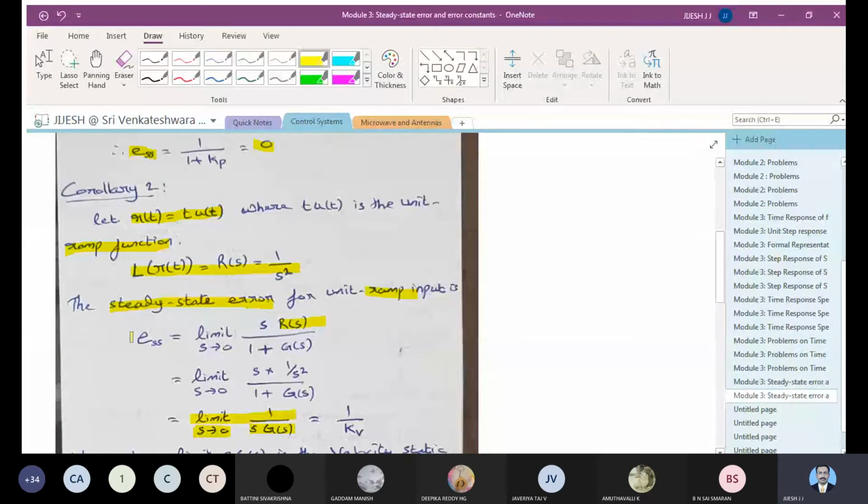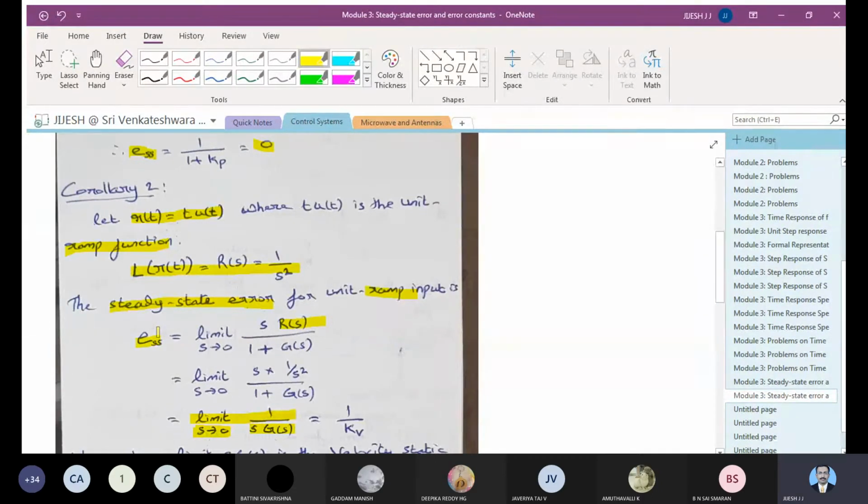So ESS is written as limit of ESS for unit ramp response. ESS you will be studying for 3 different cases. First, you have studied the step response. Now you are studying the ramp response. So for the ramp, ESS is limit of s tends to 0, 1 by s into g of s, and it is 1 by Kv.